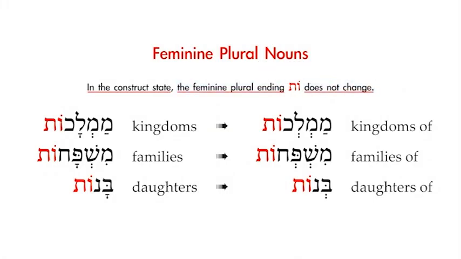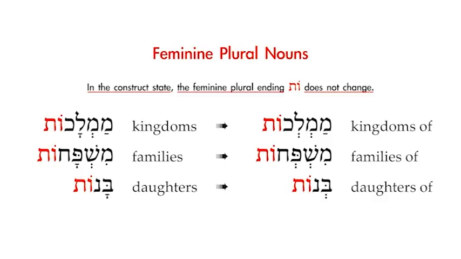And this is exactly what we saw with pronominal suffixes added to feminine plural nouns. That -ot ending is kind of the opposite of the qamets he ending. With feminine singular nouns, that qamets he ending is super weak. But with feminine plural nouns, that -ot ending is super strong. It will not budge, and so it's maintained in the construct state.